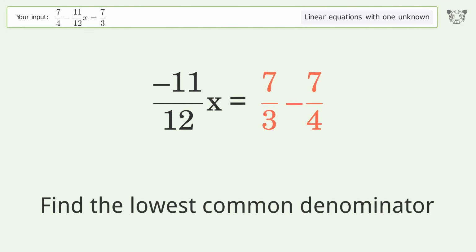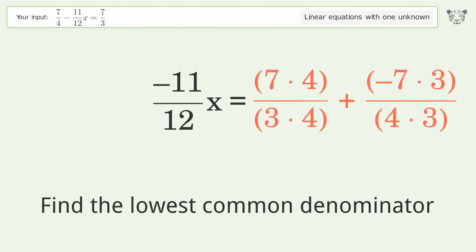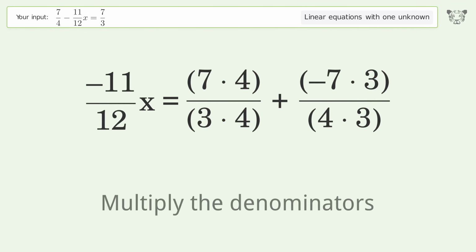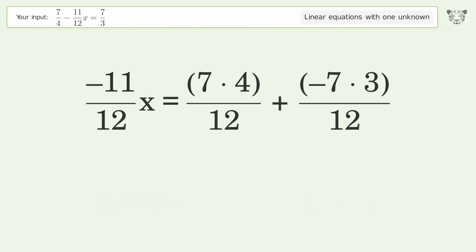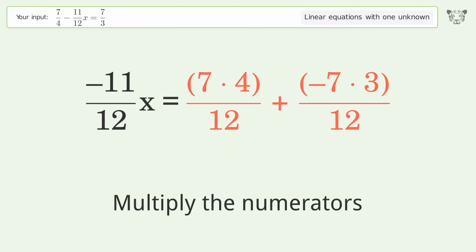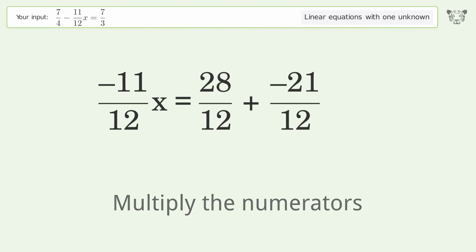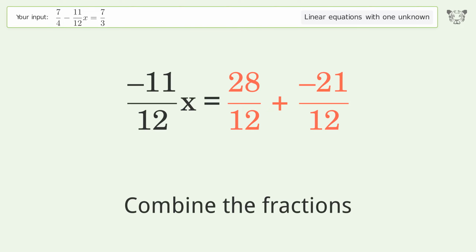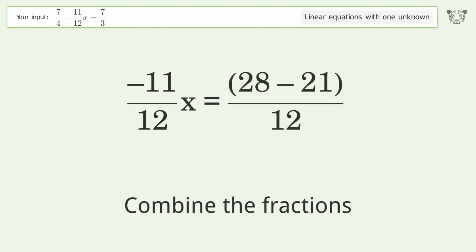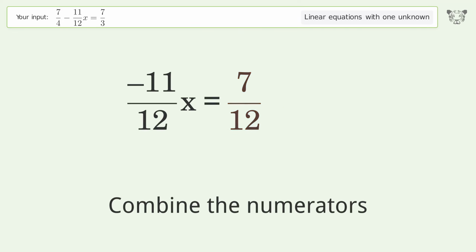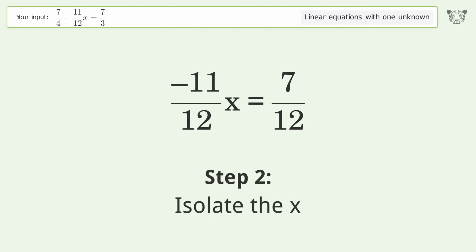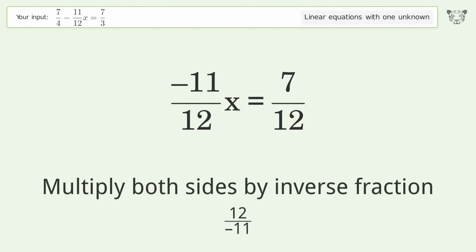Find the lowest common denominator. Multiply the denominators. Multiply the numerators. Combine the fractions. Combine the numerators. Isolate the x. Multiply both sides by inverse fraction 12/11.